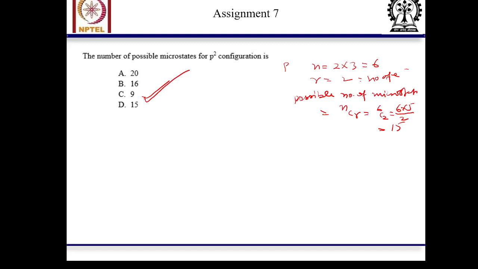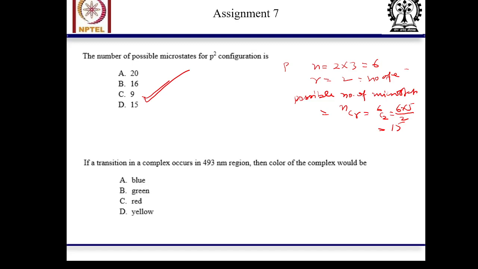Okay, if you have any doubt you can ask, you can stop me in between and ask the question. If a transition of a complex occurs in the 493 nanometer region, then the color of the complex will be. Okay, so I will draw the color wheel, and from there you can easily know what the color is.